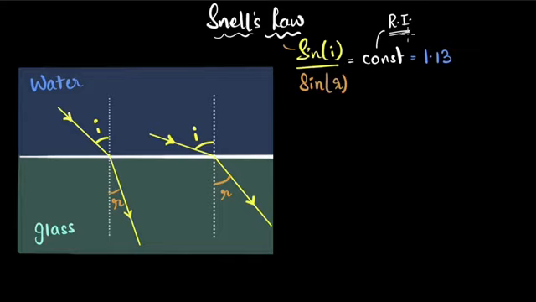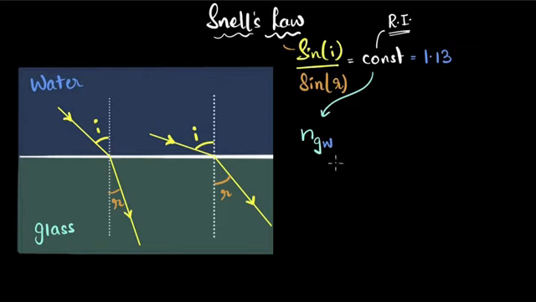Let's talk more about refractive index. The symbol that we use for refractive index is n. Now, since refraction is happening in glass, we will use the subscript g, n_g. But since the light came from water, we will say this is refractive index of glass with respect to water. That's how you read this. Refractive index of glass with respect to water, that is 1.13.